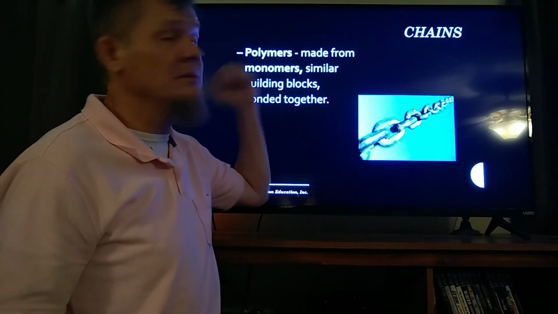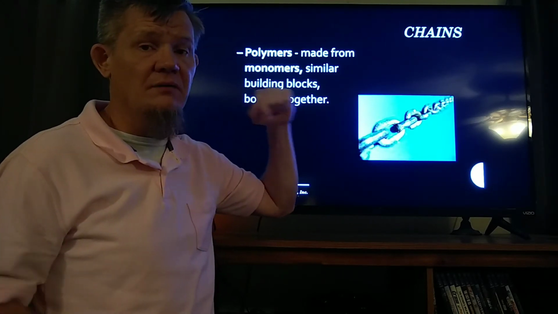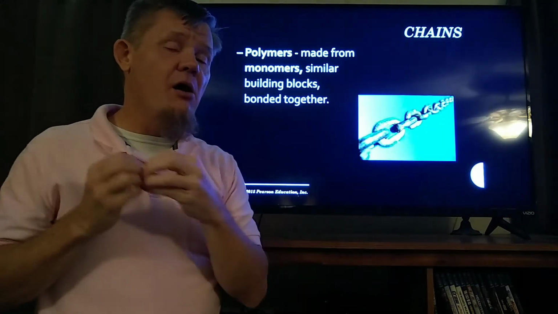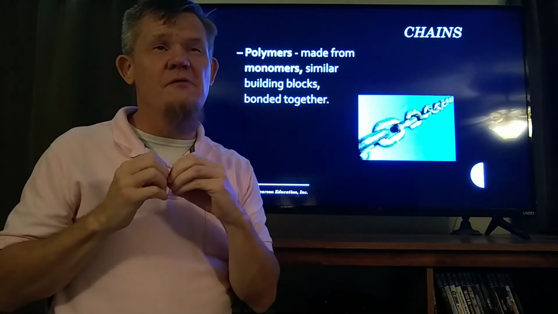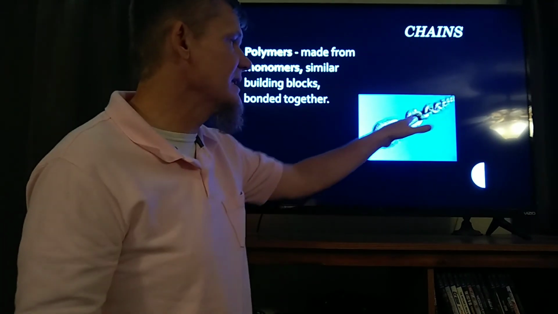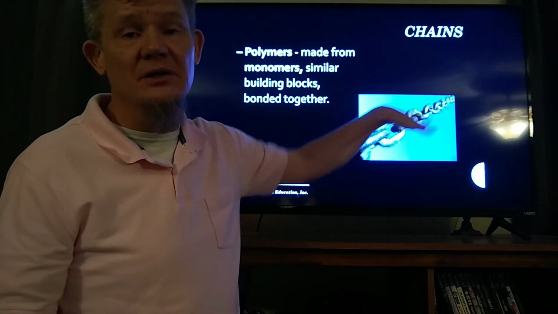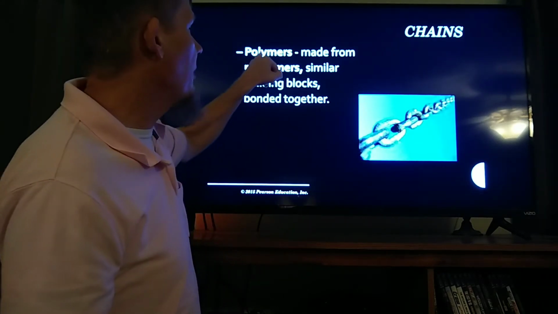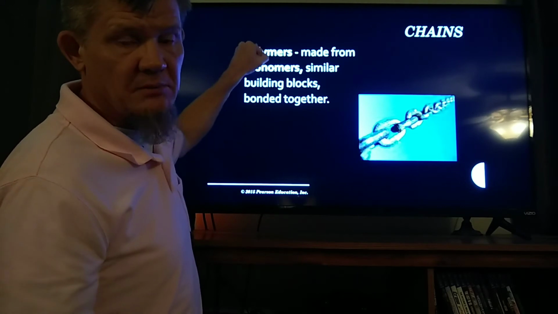That's what a polymer is. A polymer is a bunch of smaller things all connected to each other. And all of those smaller things are very similar, if not identical. All of these links are very similar, if not identical, to each other. This link is the same as that link. So a polymer is made of monomers. Poly means many, mono means one.